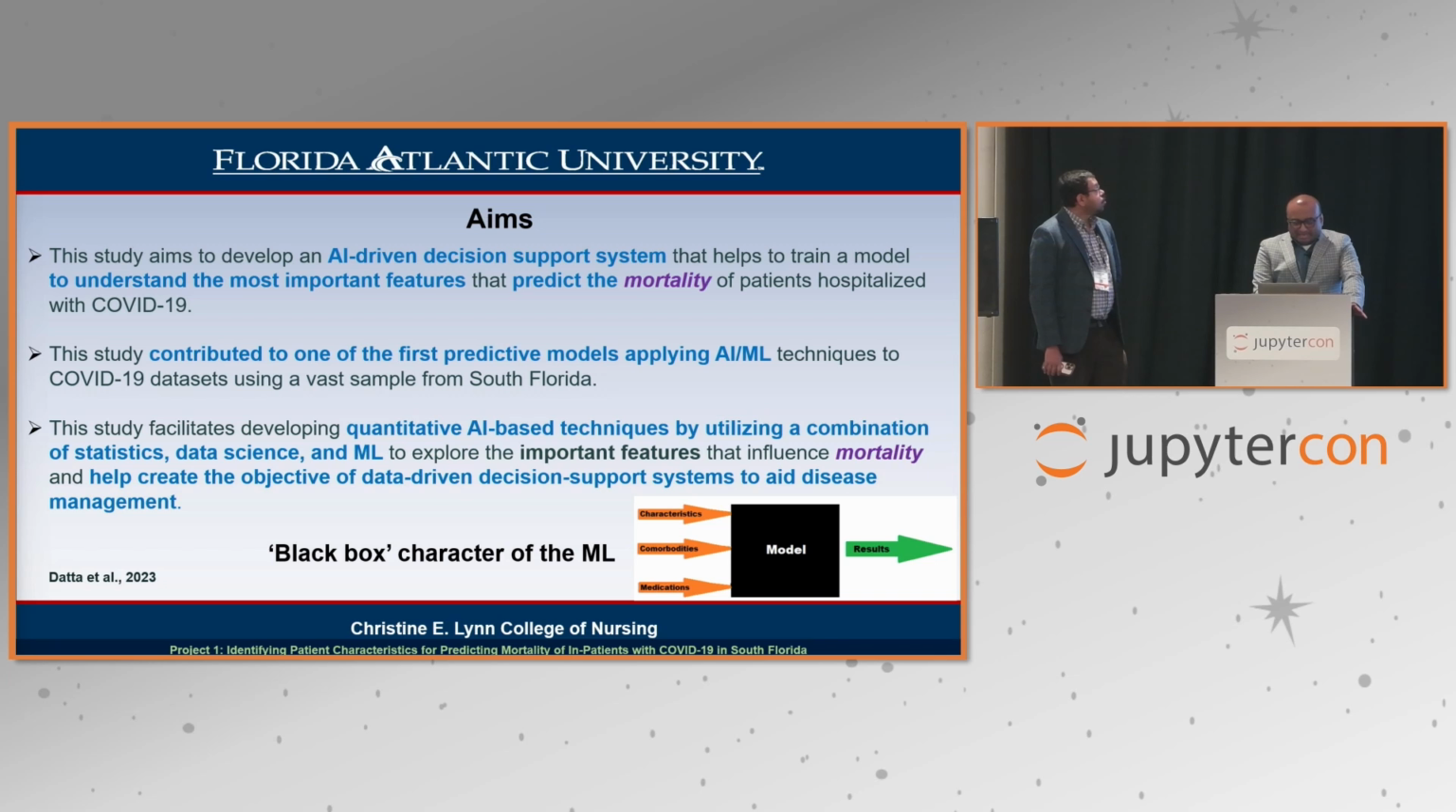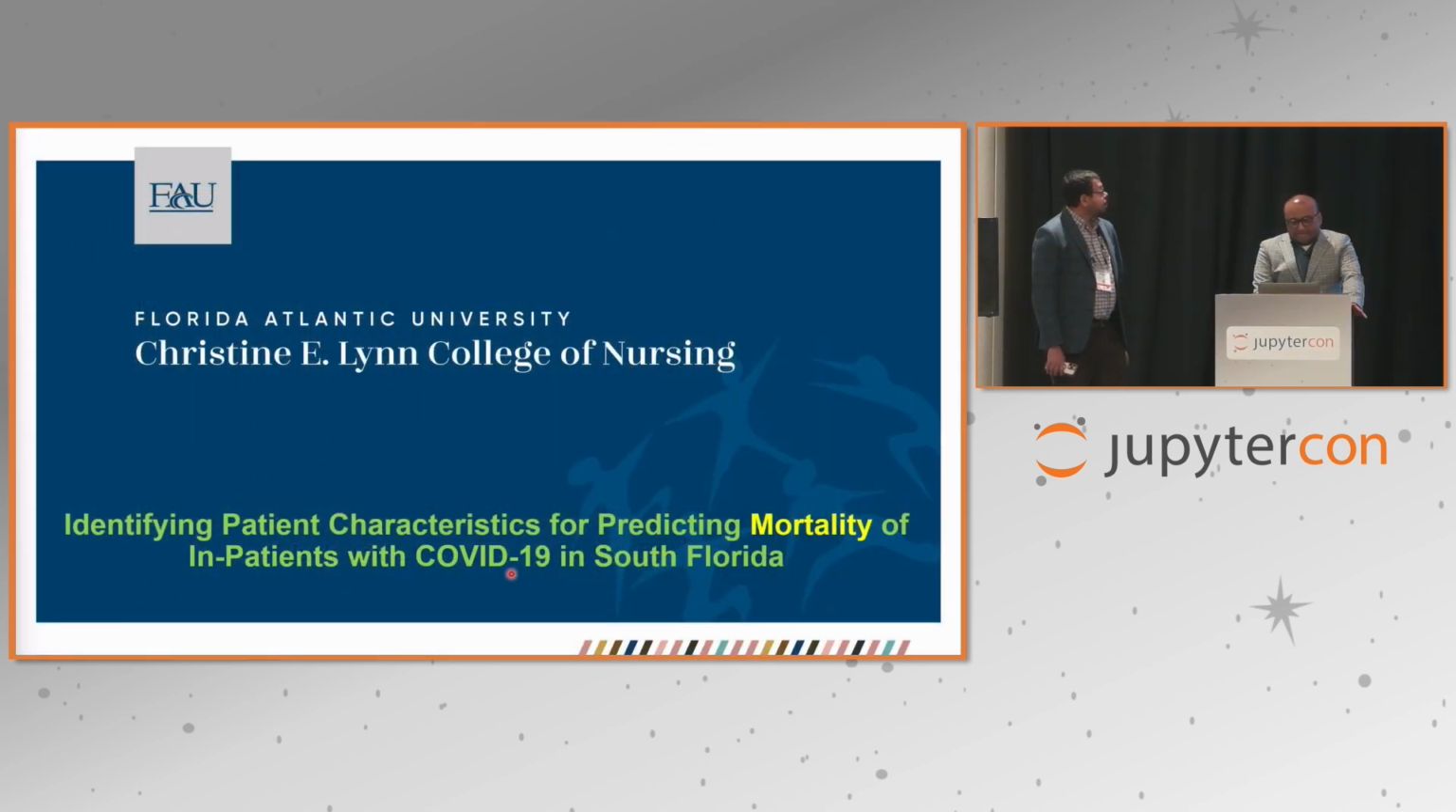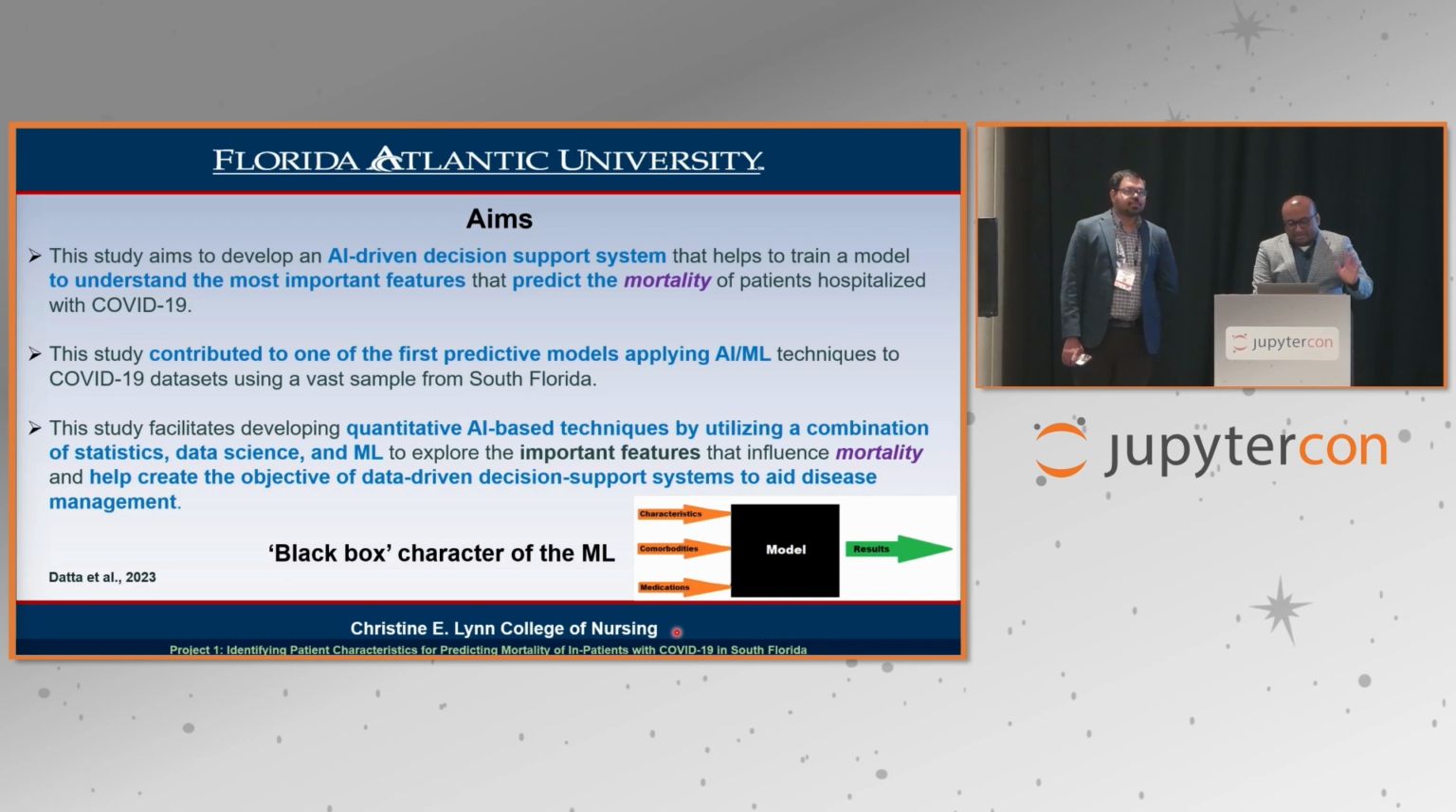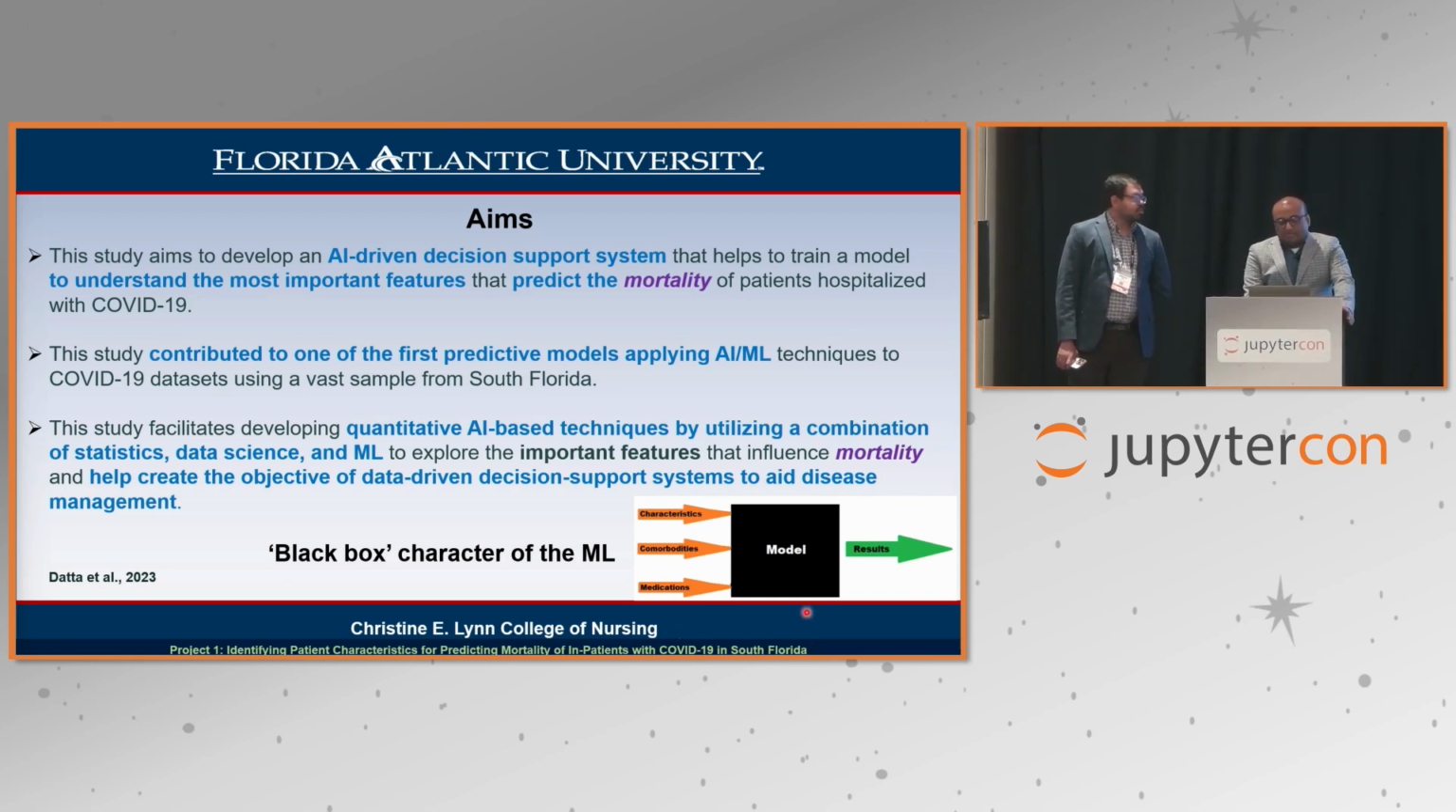This study you see here is identifying patient characteristics for prediction of mortality of hospitalized inpatients with COVID-19 in South Florida. This is an AI-driven decision support system, and we use a black box model, where we see 3 groups of data: patient characteristics, patient comorbidities, and medication, and we see the results. We are data scientists. We can take care of what happens inside, but we have to connect to the stakeholders to make them understand why the model is reliable and why you can believe the model. Our stakeholders are the clinicians.